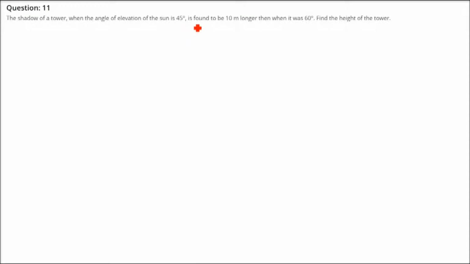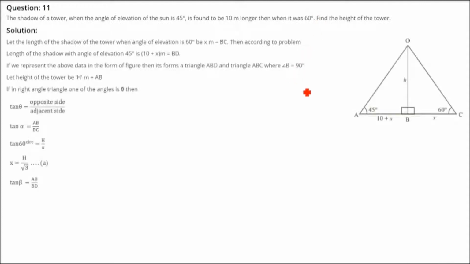The shadow of a tower when the elevation of the sun is 45 degrees is found to be 10 meters longer than when it is at 60 degrees. Find the height of the tower. So the question is that you can take it on the other side or the same side, it totally depends on you. So this is the sun and this is the tower.